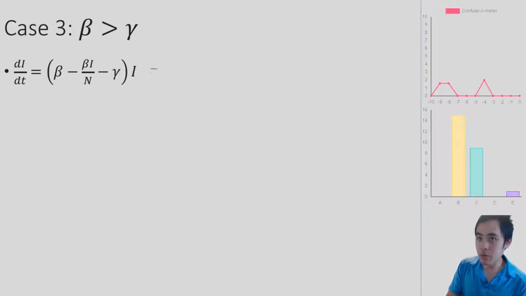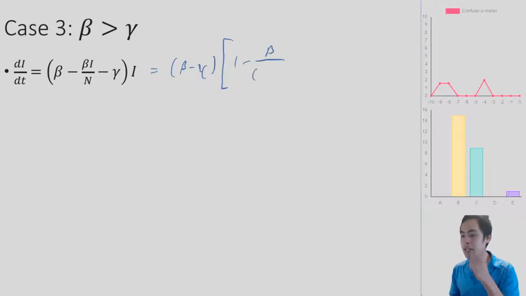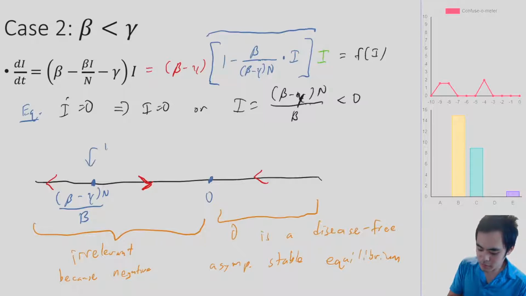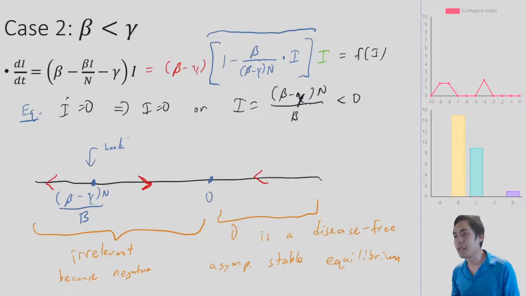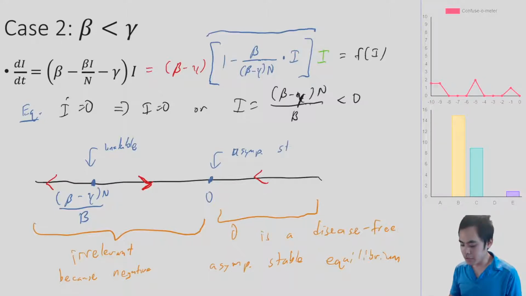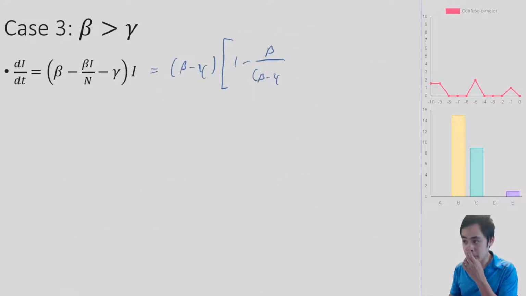So this is, again, equal to beta minus gamma times 1 minus beta over beta minus gamma. What happens on the left side of the bifurcation point? Oh, that's all negative, so it doesn't matter. So we have an unstable equilibrium. So this is unstable, but that doesn't really matter because it's negative. And this is asymptotically stable. But it will matter for this other part here.